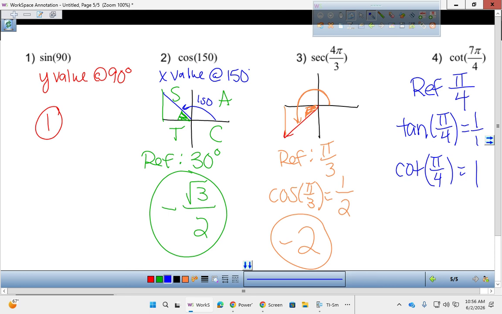7 pi over 4 is like 1 3/4, 1.75. Because 1.5 is that cutoff, and we're at 1.75, we're in quadrant 4. What do I know about tangent in quadrant 4? So my answer is not just 1, it's negative 1.